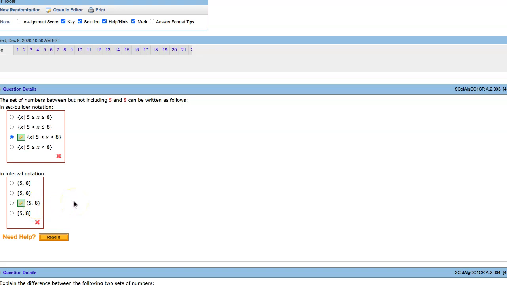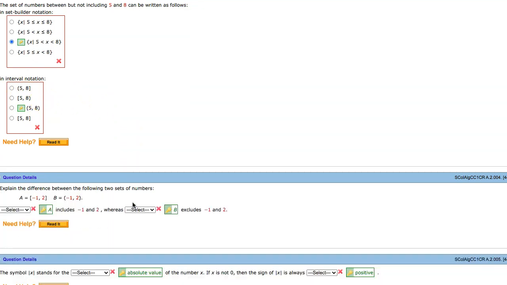Now, you're like, well, Jason, what if you do want to include the endpoints? Then you would put the brackets, right? And you're like, well, Jason, what if you don't want to include the 5, but you do want to include the 8? Then you would do the top guy. Now, if you wanted to do just the opposite of that, you would do the second guy. But anyway, that's pretty basic, I think.